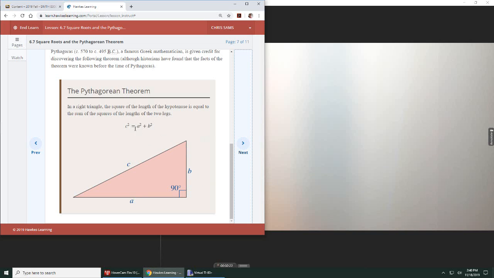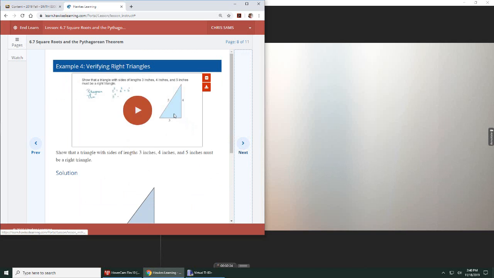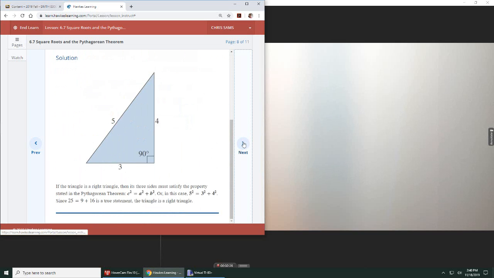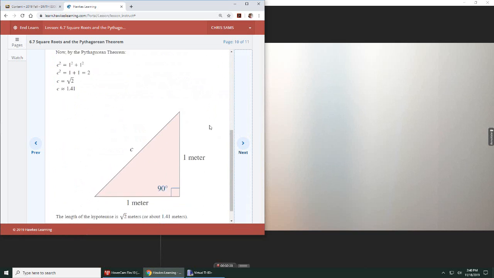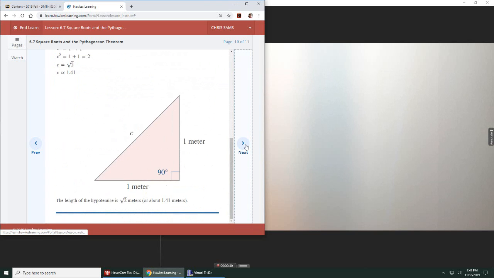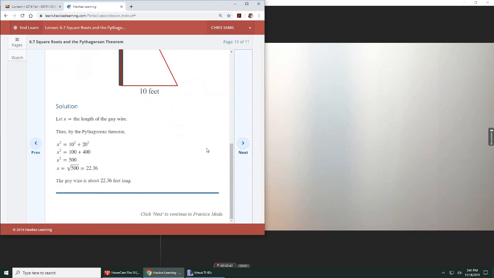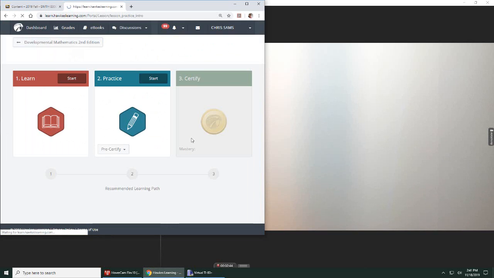So normally they have it set up as A squared plus B squared equals C squared. They have it as C squared equals A squared plus B squared. It's all the same. We will be solving for any one of these missing values, A, B, or C. So they have some examples showing you how to manipulate the formula using algebra. And we will just pick up here.